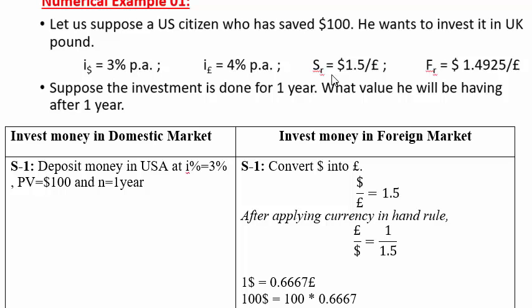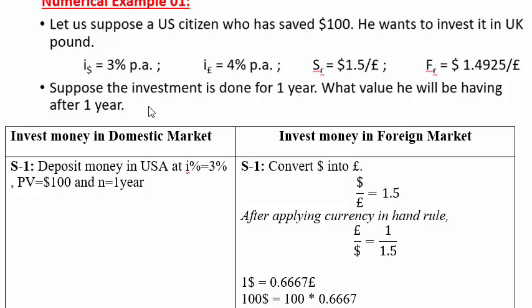The current spot rate between the pound and dollar is that 1 British pound is equal to $1.5. And it is expected that the forward rate, or the future spot rate after 1 year, will be 1 pound equal to 1.4925. Suppose that the investment is done for 1 year. We want to know what this guy will have after 1 year.